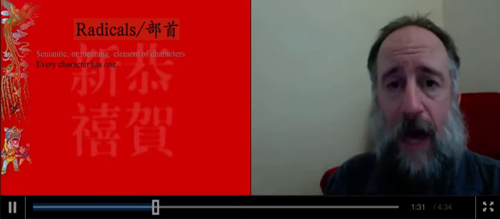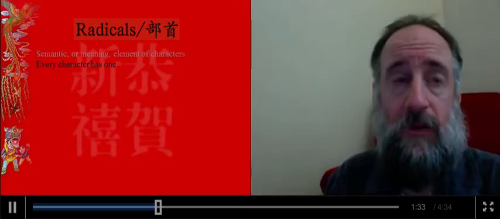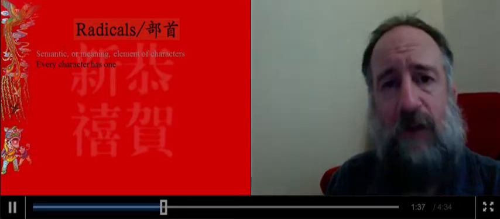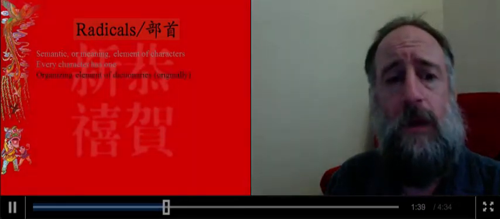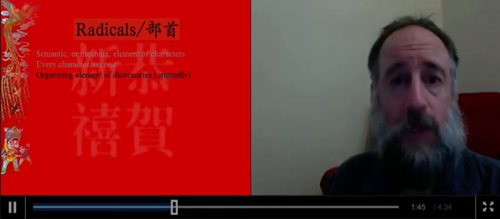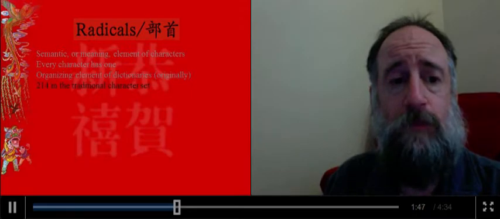Every character has a radical. A lot of people will say this character doesn't have a radical, but in fact, every character has a radical. As I said before, they are how dictionaries were organized and how we looked up characters in dictionaries.